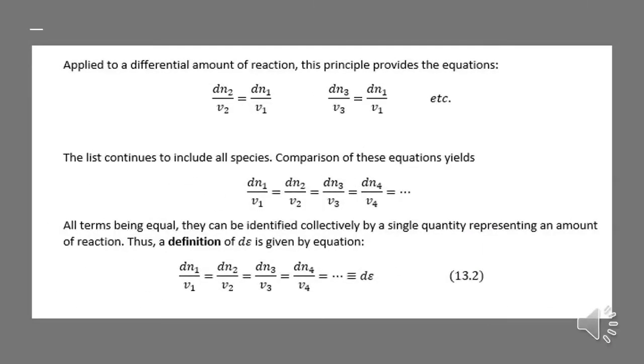Let's take a look at the differential of the amount of reaction. This principle provides the equations dn2 over v2 equals dn1 over v1, and dn3 over v3 equals dn1 over v1, and so on. The list continues to include all species. Comparison of these equations yields what is written on the slide. All terms being equal, they can be identified collectively by a single quantity representing an amount of reaction. Thus, a definition of dε is given by equation 13.2.